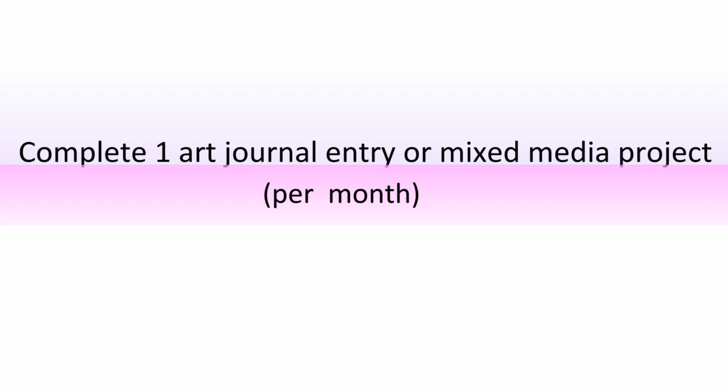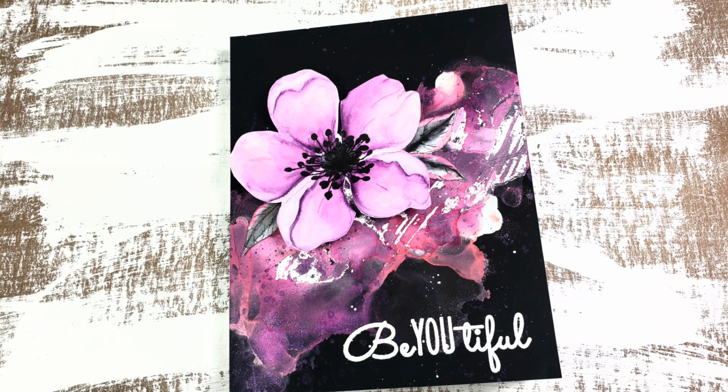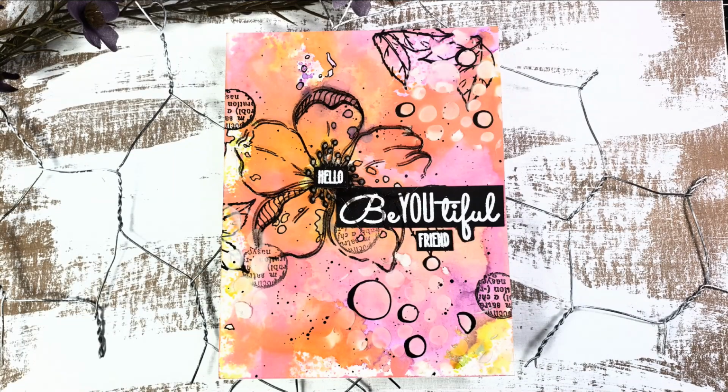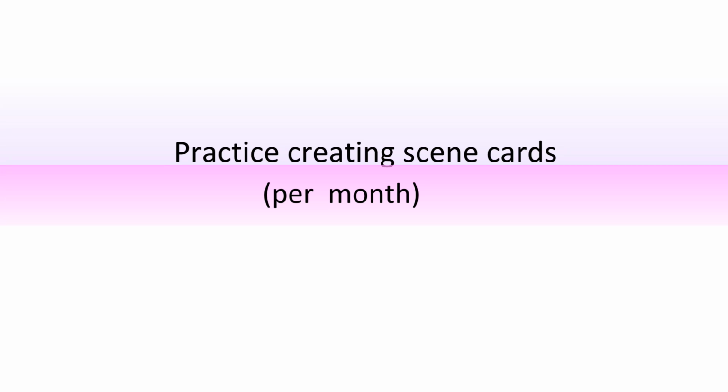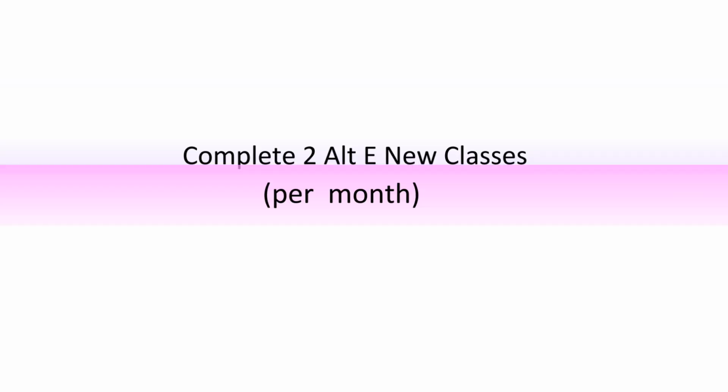The first one is complete one art journal entry or mixed media project per month. I did cards. I didn't do journal entries or really a canvas mixed media project, but I did several cards, and here are two of my favorites. Ironically, they both use the same floral stamp. The next one is practice creating scene cards. This is the goal that I decided to no longer try and achieve, so this is the goal that has been removed.